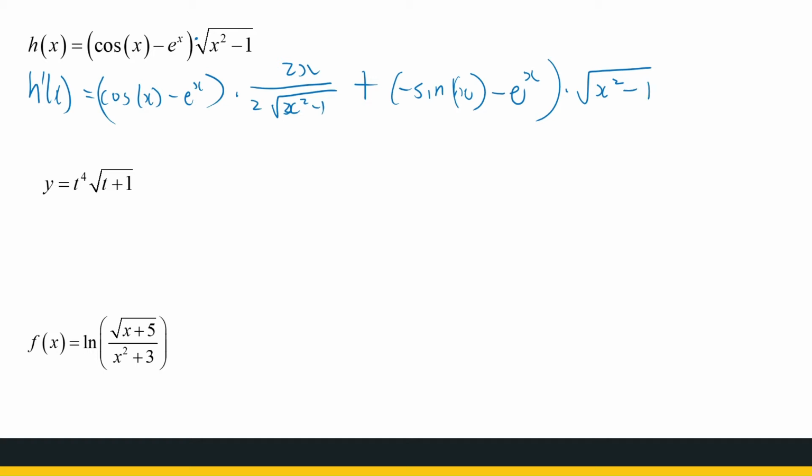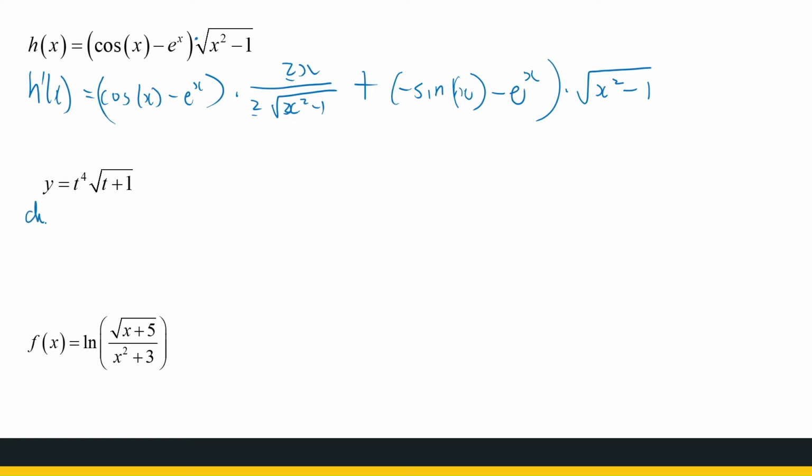All right, now this one can be represented in many different ways, so just be aware of that. You can simplify it by cancelling out 2's. You can put it on a common denominator of the root of x squared minus 1 if you want. There's lots of options, but that's the derivative.